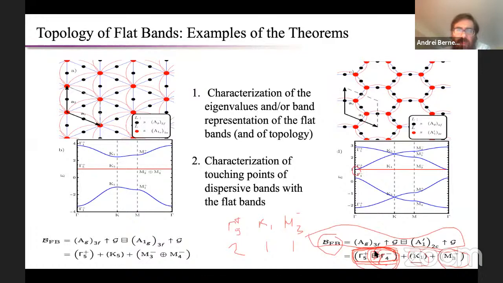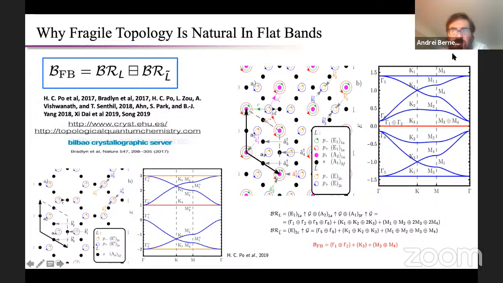Okay, so I hope that's clear. If it's not clear, please ask questions. So now you have a mapping, not a one-to-one mapping, it's an orbital. Once you know the orbitals on the L and L tilde lattice, you can get the topology or the degeneracy points of the flat band. But there are many different L and L tilde lattices that can give you the same flat band and the same degeneracy points.